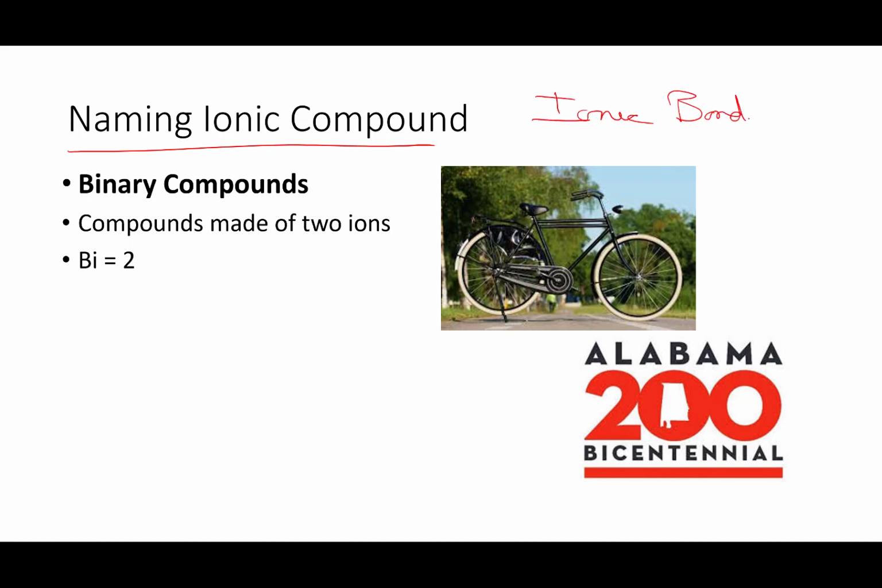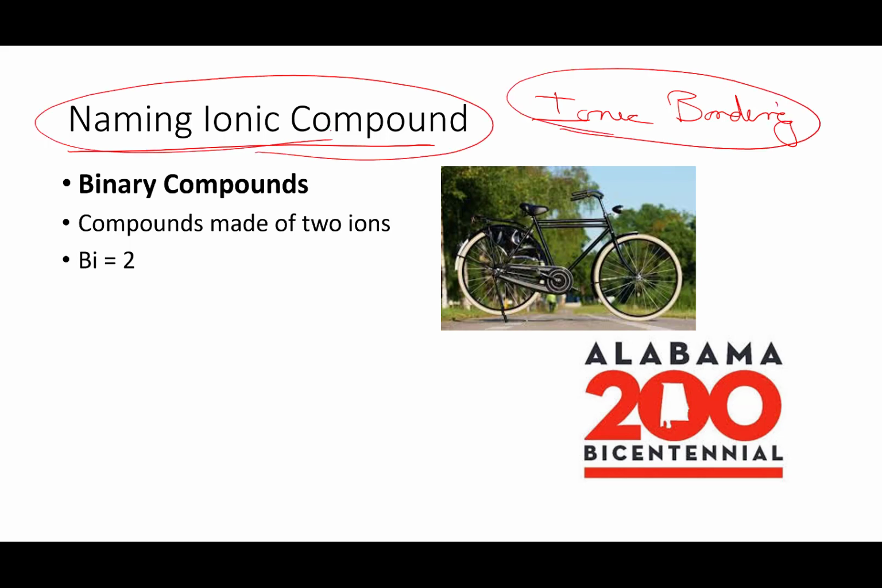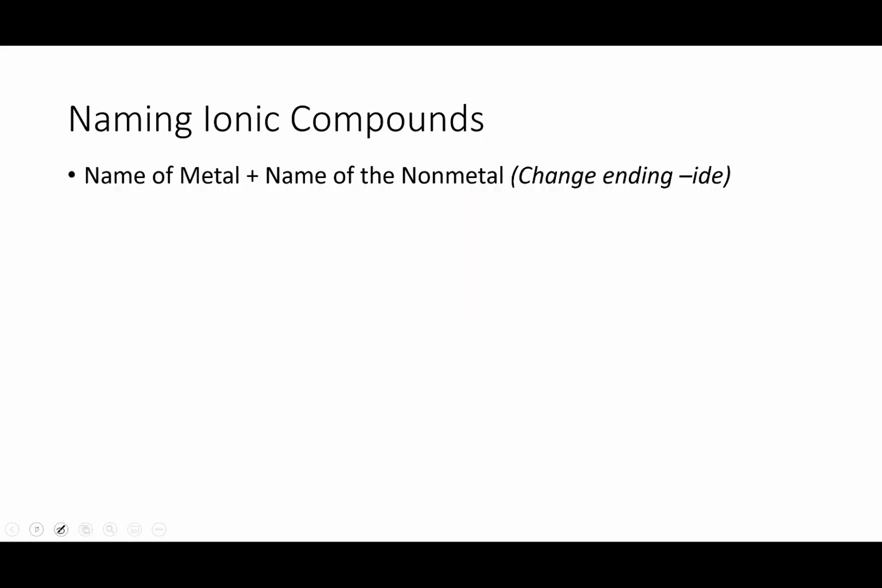And now it's time to talk about how do you correctly name those ionically bonded compounds. We're going to begin with binary compounds. Now, bi means two, as in a bicycle contains two wheels, and bicentennial, centennial means 100, so a bicentennial is 200 years. So how do you properly name these? It's pretty simple. It's the name of the metal or positive ion followed by the name of the non-metal ion with its ending changed to end in IDE.